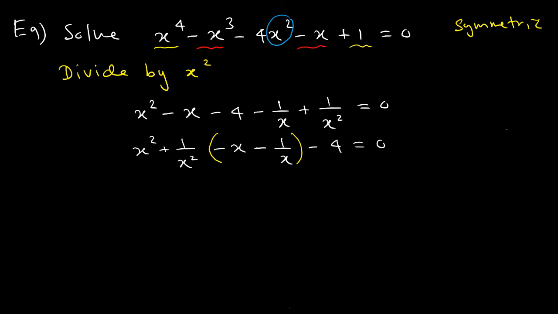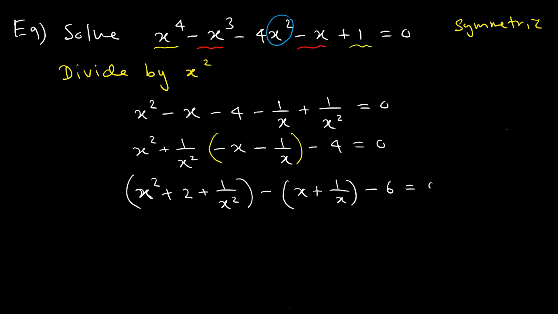So we can add a 2 and subtract 2. We can rewrite this one as x squared plus 2 plus 1 over x squared, and that's the first one, and then I'll pull the negative sign out, so it's x plus 1 over x. You add a 2, you subtract 2, so you get negative 6. Now you can see the first term is simply x plus 1 over x, whole thing squared, minus x plus 1 over x, minus 6.